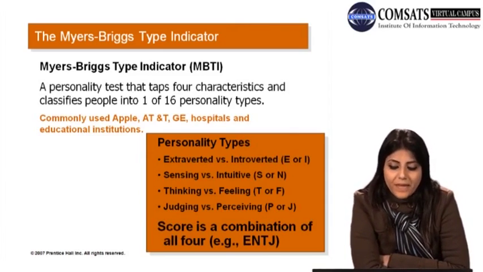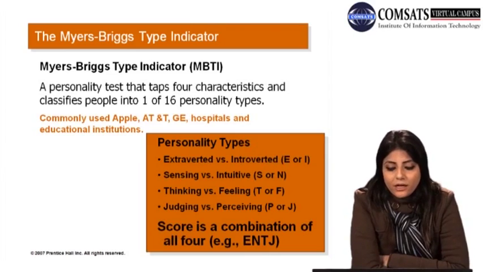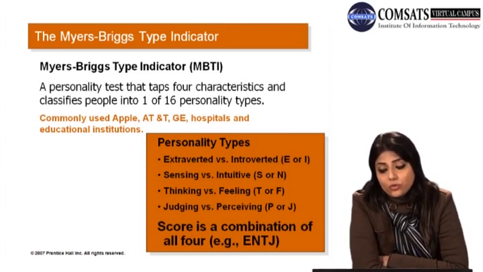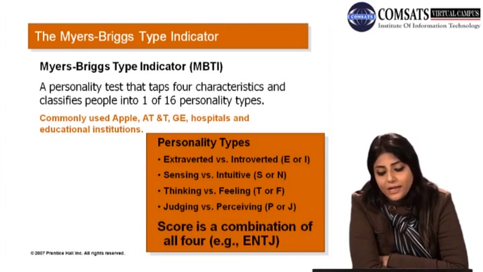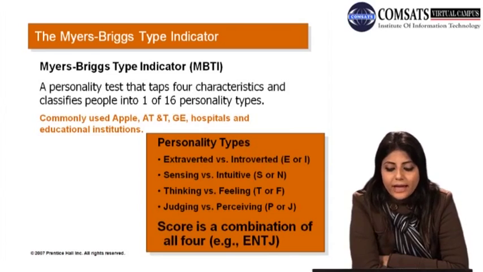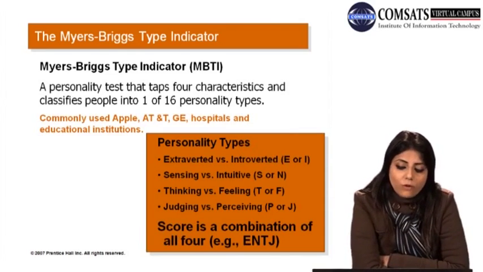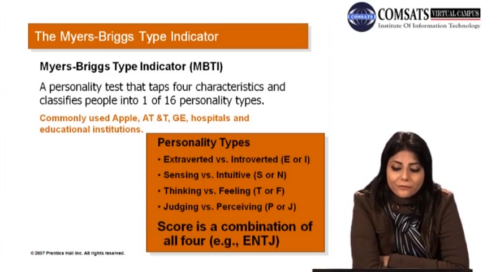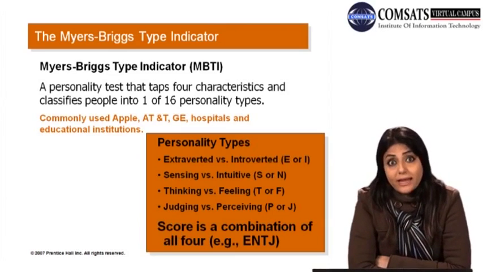So it makes combinations of these characteristics: extroverted versus introverted, sensing versus intuitive, thinking versus feeling, judging versus perceiving. And it scores a combination of all 4. For example, ENTJ, right? So you make the combinations of all these different personality types, and that indicates your personality.